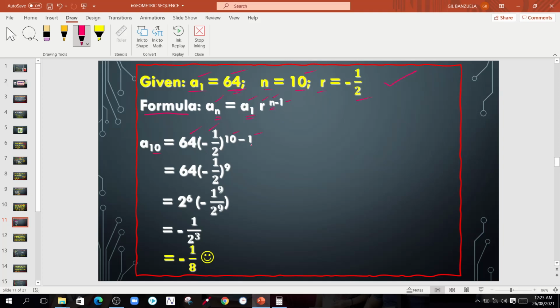Okay, then let's simplify. So, bringing down 64, then 10 minus 1, that would be 9. Okay? So, therefore, we arrive at 64 times negative 1/2 raised to 9. Ayan. And, of course, we are going to use the law of exponent, no? So, we're going to distribute 9 to both 1 and 2. So, therefore, we arrive at, okay, so we can rewrite, no, 64 based on 2.